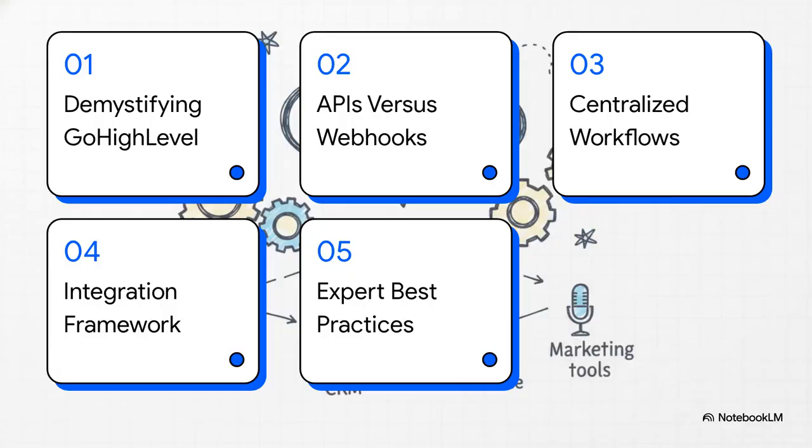So here's our clear roadmap for what we'll be covering today. First up, we're demystifying the GoHighLevel API. Second, APIs versus webhooks explained. Third, unlocking centralized business workflows. Fourth, the 7-step integration framework. And finally, number 5, expert best practices and pitfalls. Let's get right to it.